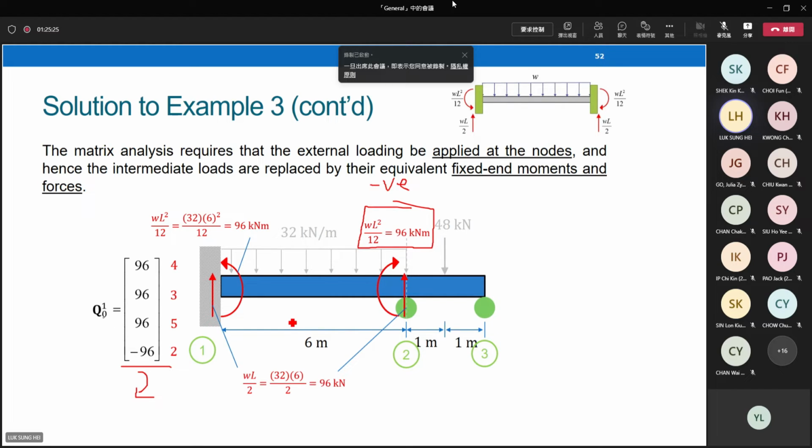While the other, the vertical force upward and the moment on the left anticlockwise, are positive. Be careful about the sign. Otherwise, your whole calculation becomes totally different. You will get a wrong answer if you misunderstand the sign. So this is the fixed end force vector for element 1.